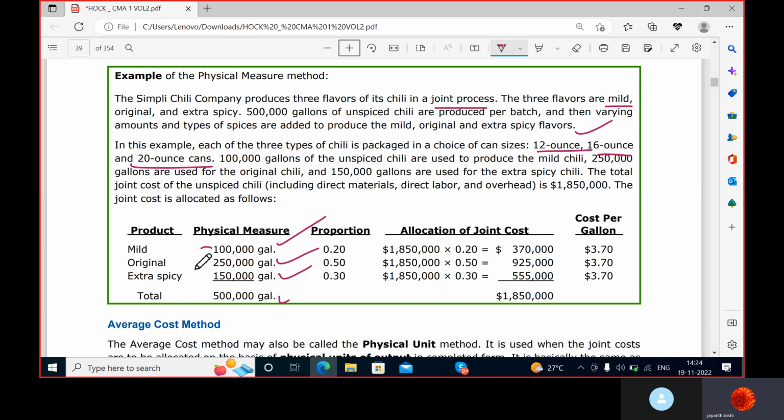And what's the proportion of each? 20, 50 and 30%. We have taken that, and your joint cost is this. So you multiply with the proportion and you get the amounts. Then you divide to get the cost per gallon. How did you find the cost per gallon? 18.5 by 5 lakhs. How much is that?